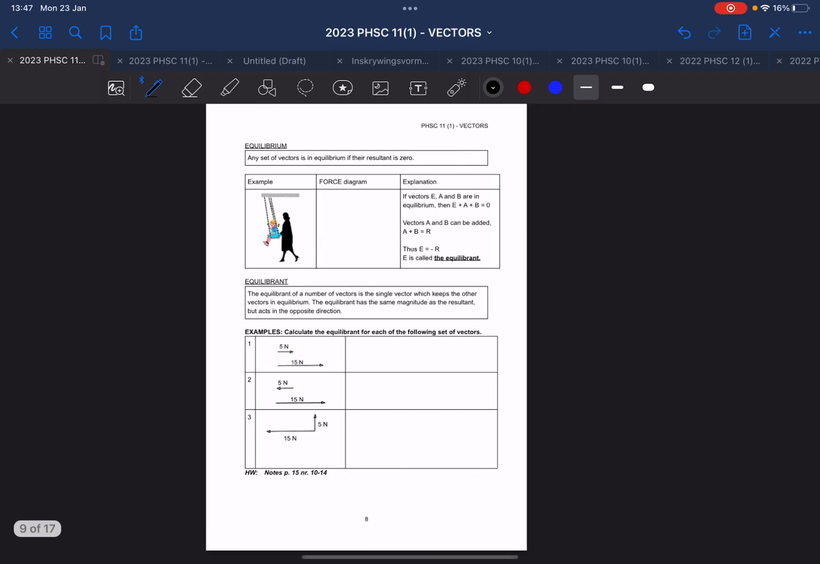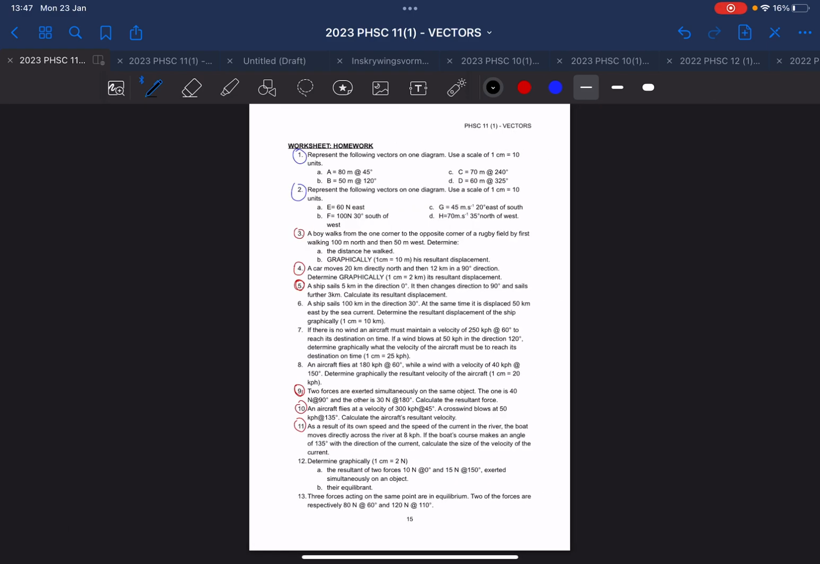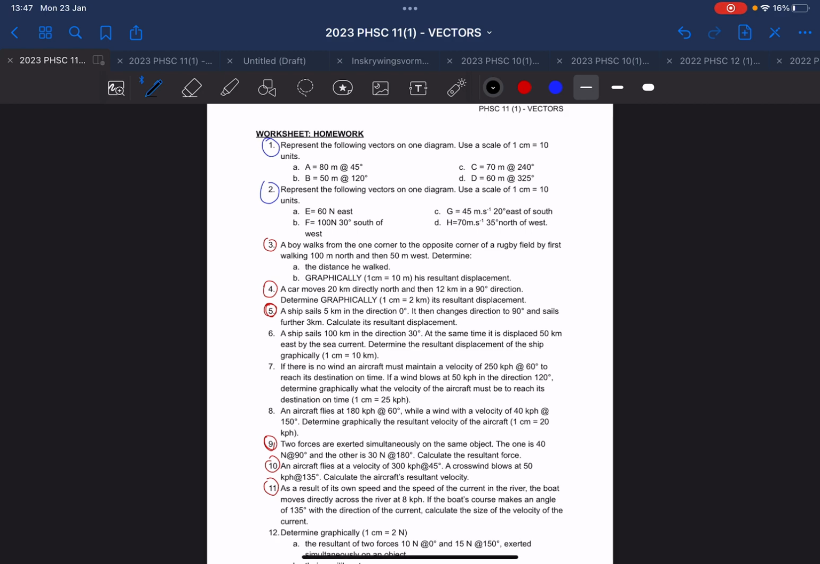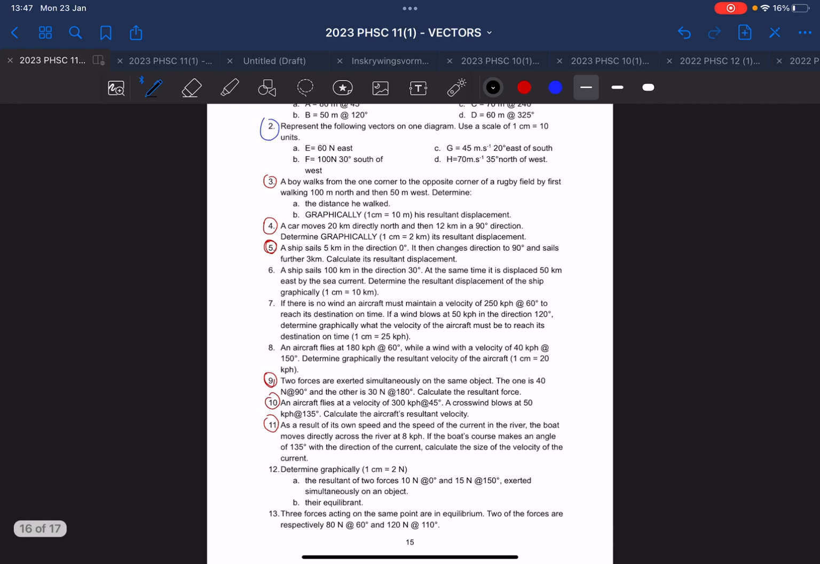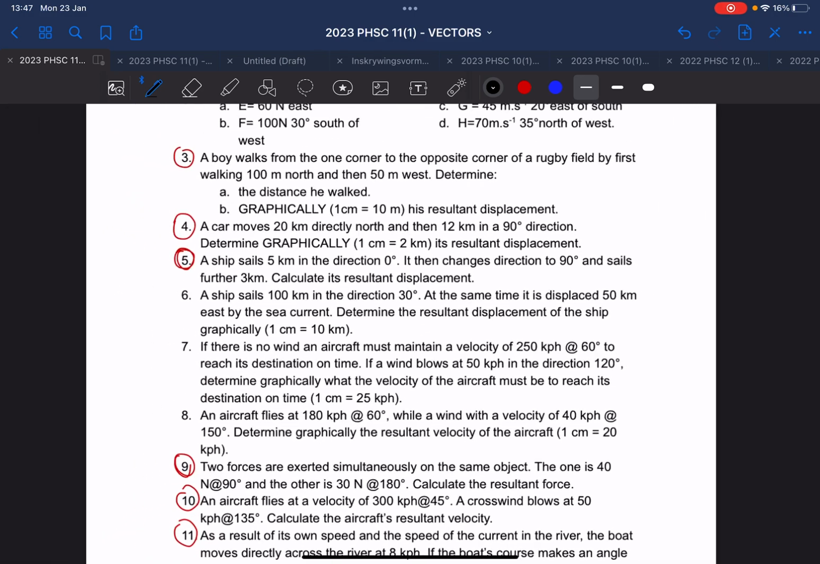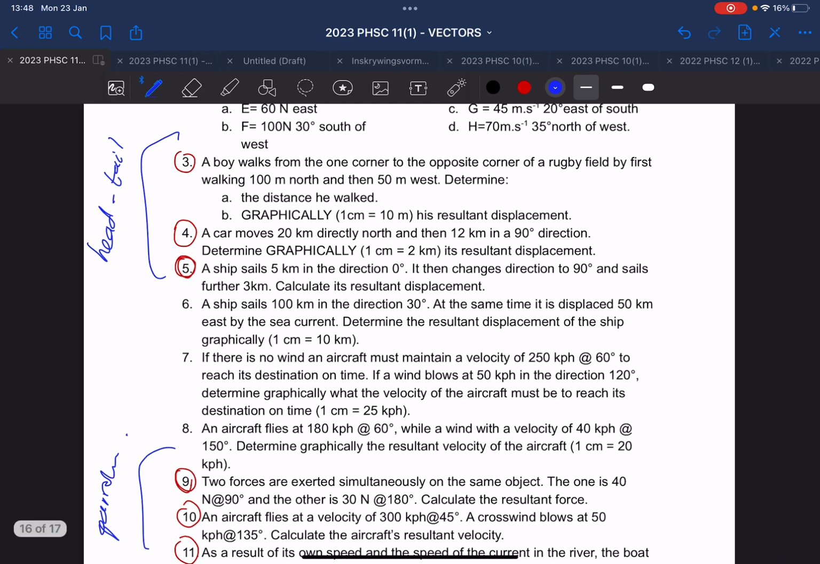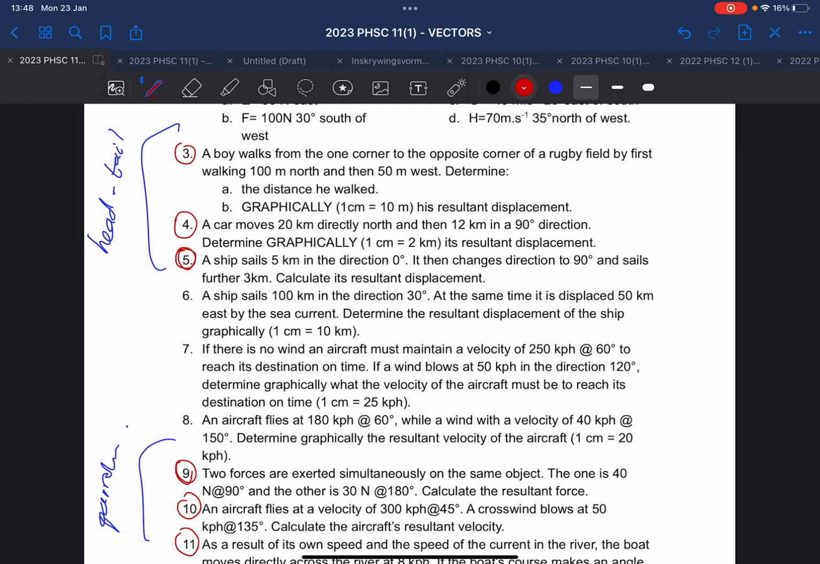So now we're going to go over to homework. Your homework is 3, 4, 5, 9, 10, 11. And you can do 1 and 2. It will be good if you do it, but we will also do it together in class. The first 3 is the head to tail method, and the last 3 is the parallelogram. Just see here it says do it graphically, and here it says calculate. The graphically means you need to do a drawing, and calculate means you do a calculation.